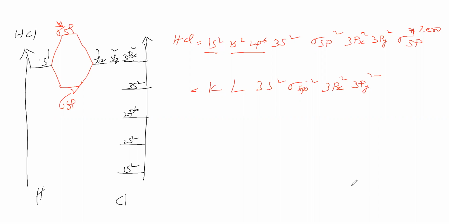Next we will go for a next topic called back bonding. So far we have discussed molecular orbital theory, that is completed. Now we are going for back bonding. In back bonding we will take the molecule boron trifluoride. In boron trifluoride the central atom is boron, and the surrounding atoms are fluorine atoms.